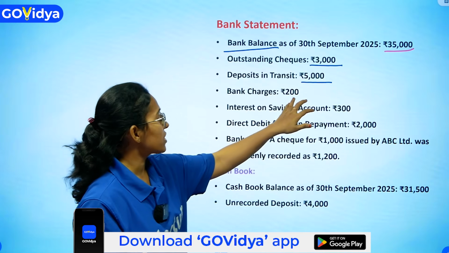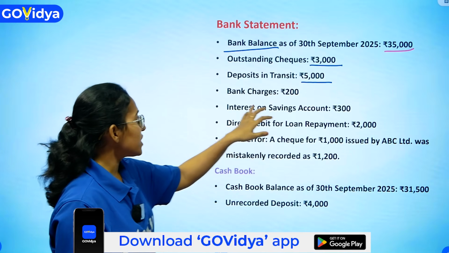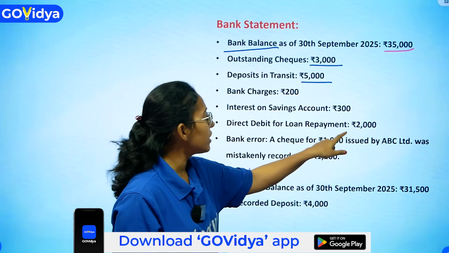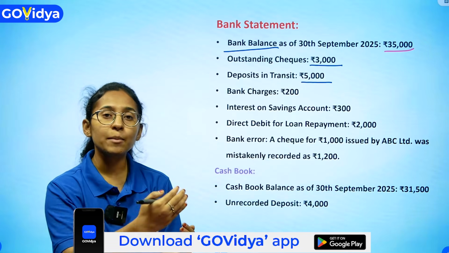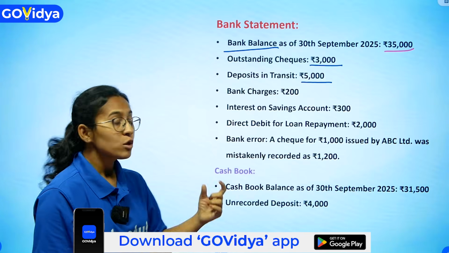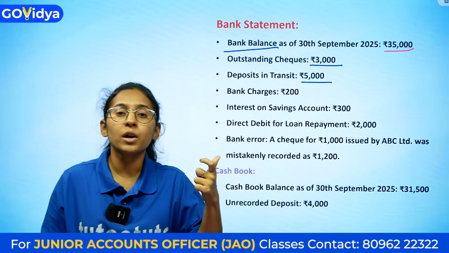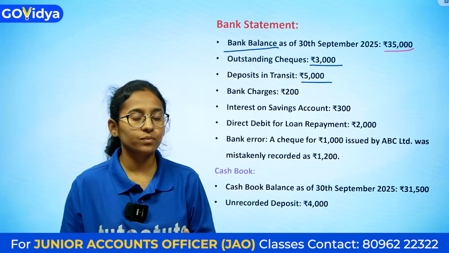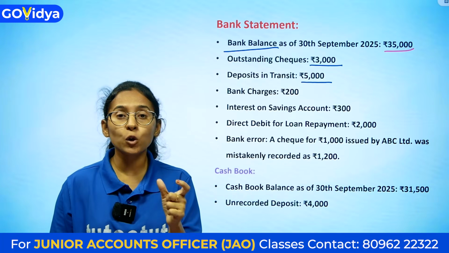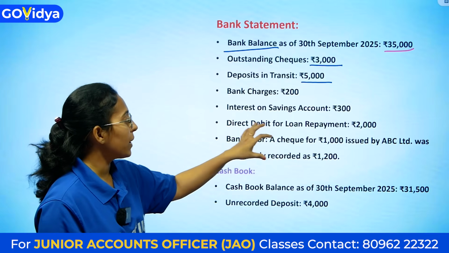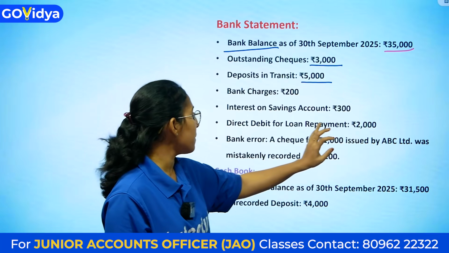Next, bank charges are 200 rupees. Interest on the savings account is 300. Direct debit for the loan repayment. It has been directly debited for the loan repayment. So there is auto pay, right? It could be from your bank account. You would have seen that auto pay, even in your PhonePe as well. Similarly, EMI also will get auto deducted from the bank.